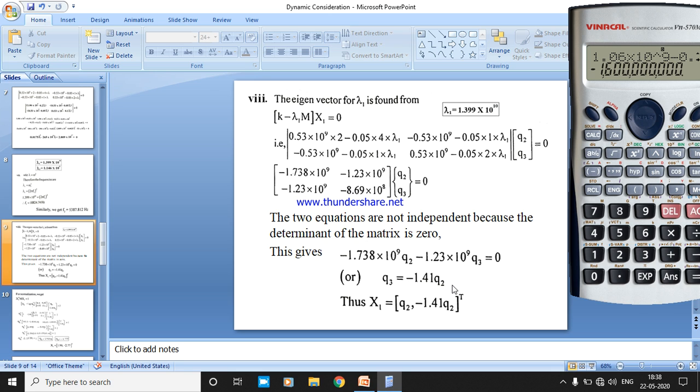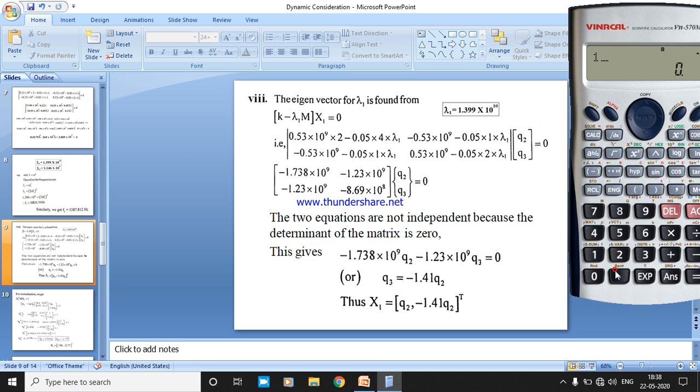Either I will convert Q2 in terms of Q3 or Q3 in terms of Q2. So here I am converting Q3 in terms of Q2. So Q3 is equal to some value into Q2. So how you will get here is, both are minus. If I take this value on the other side, the minus remains the same.